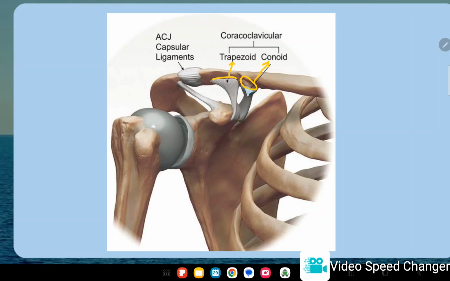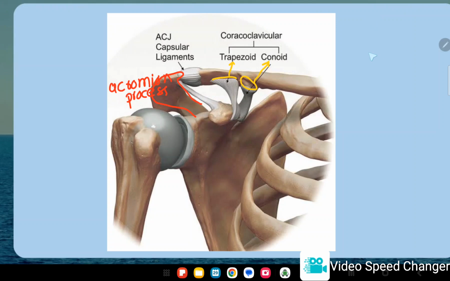Conoid tubercle and trapezoid line are the sites of attachment of the two ligaments which are combinedly called the thoraco-clavicular ligament. Sorry, I'm really sorry, it's not the acromion process. Please correct me. This is the acromion process.